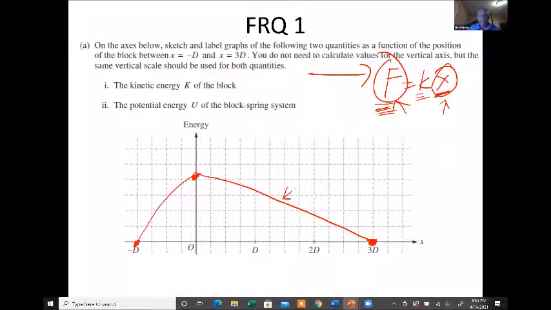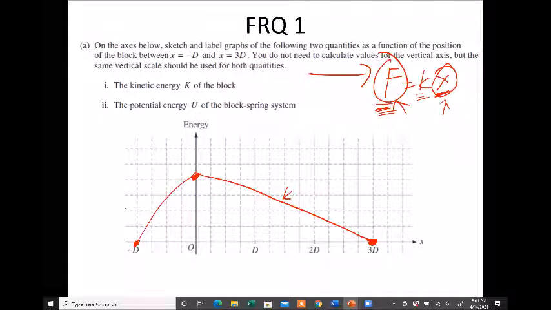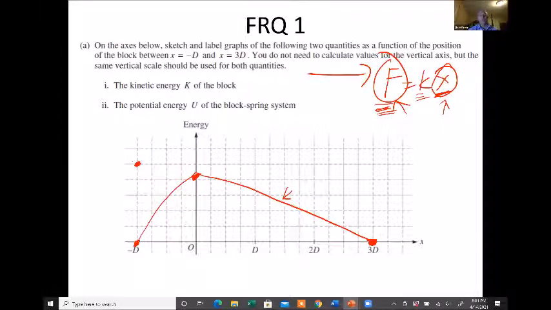Now we have to draw the potential energy curve. Over here at negative D, where the spring's compressed, where should our potential energy start? At its highest. Yep, it ought to start up at the highest, and we don't know what that highest is. Let's just start up here somewhere like this. And then as the spring stretches, what happens to potential energy? It goes down. And how are we going to show that?